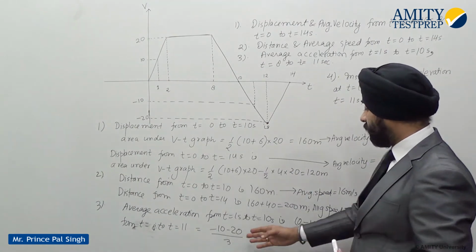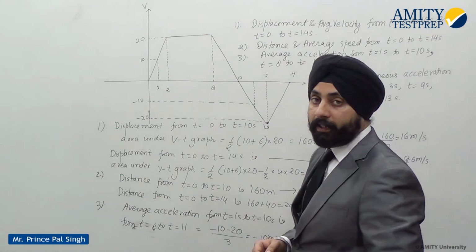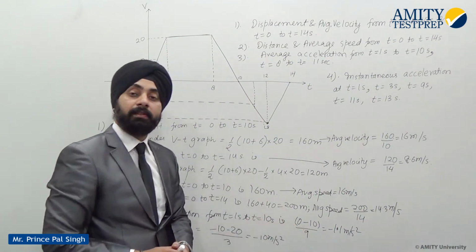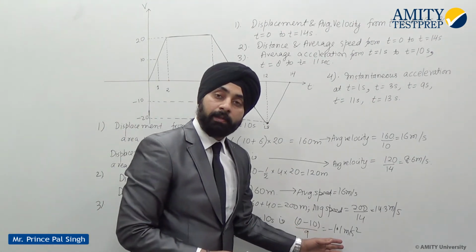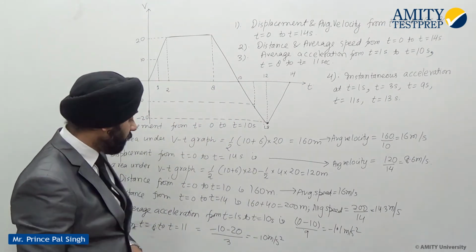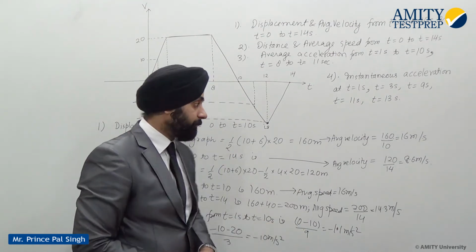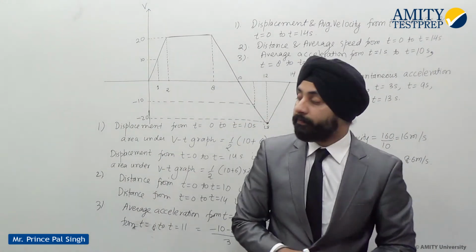So it is 0 minus 10, the change in velocity, divided by the time taken. The time interval is 9 seconds. When we divide it by 9, we get minus 1.1. This is the average acceleration of the particle from t equal to 1 second to t equal to 10 seconds. In this way we can find out the average acceleration for any time interval.